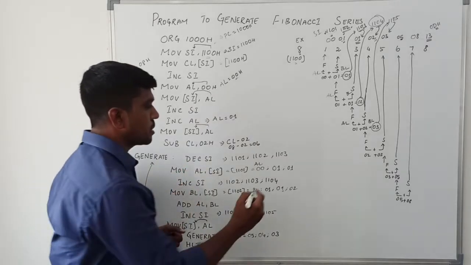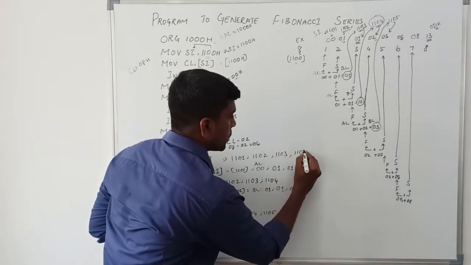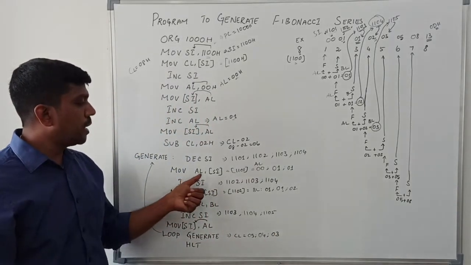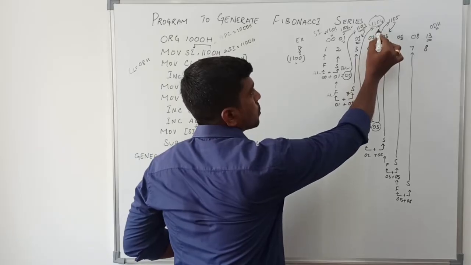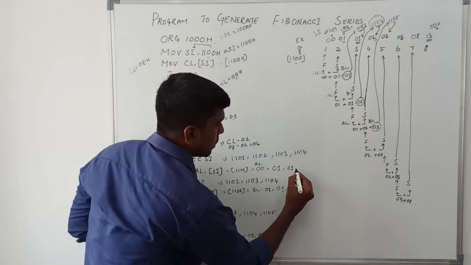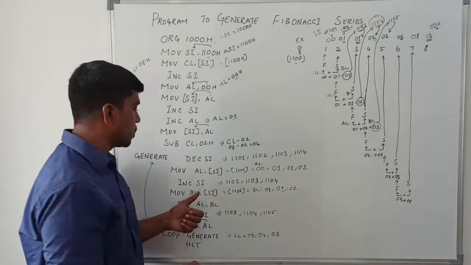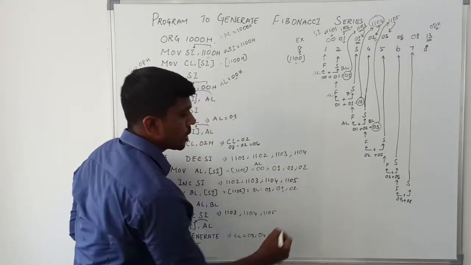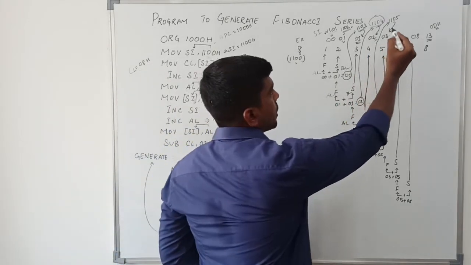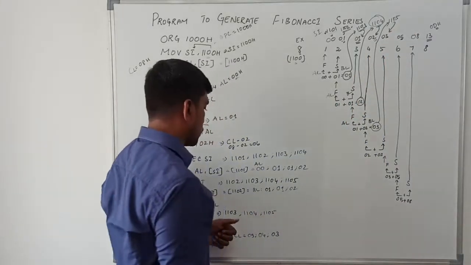So decrement SI, it becomes 1104. Then move AL, [SI]. Whatever value is present in the memory location 1104, this content is transferred to the AL register. Now the AL register value is 02. Then increment SI, so this value is incremented by 1. After incrementing, the SI value is 1105.